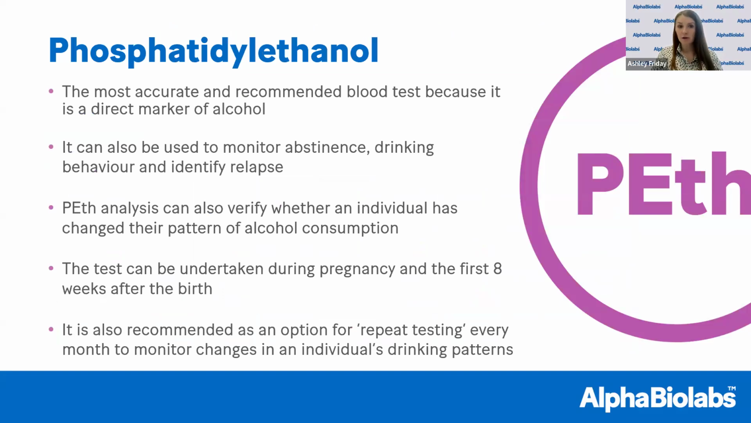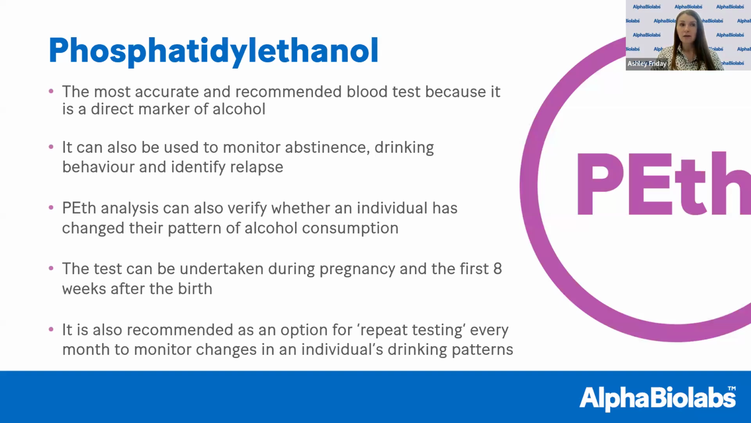PEth is a direct marker of alcohol, so it's only present once alcohol has been consumed. This means that we can use it to monitor abstinence, social drinking, excessive consumption, and chronic and excessive consumption. It also means that we can use this test on anyone, so it doesn't have limitations like CDT, MCV, and LFT, where if you have a client who is pregnant or has given birth in the previous 8 weeks, they wouldn't be suitable for those types of tests because it can interfere with the results. Whereas because PEth is a direct marker of alcohol, it isn't affected by that. So you can use this test on someone whilst pregnant and shortly after they've given birth.